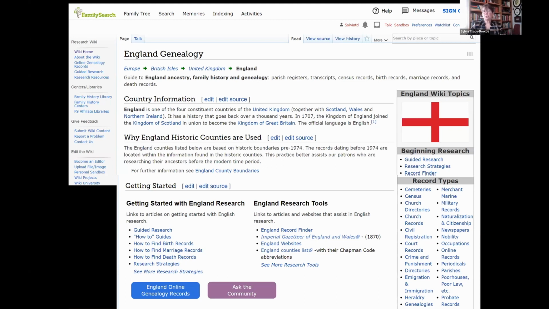Again, going back to that FamilySearch Wiki, lots of good information. This is the top level for England. And again, all these are set up about the same way. So you want to get familiar with this because they have things like guided research, how-to guides, how to find birth records, how to find marriage records. So they give you a lot of assistance and then point you towards the databases, both in FamilySearch as well as externally. And they'll tell you if those databases require a subscription, that's going to cost you a little something. So a good resource to know.